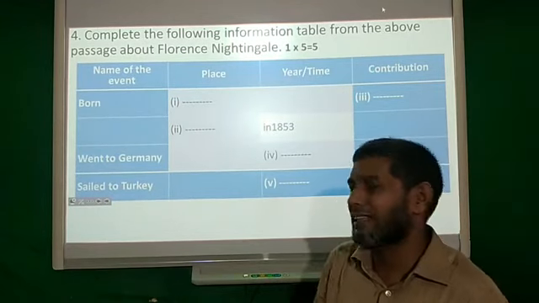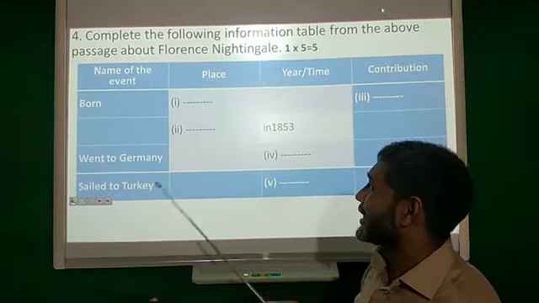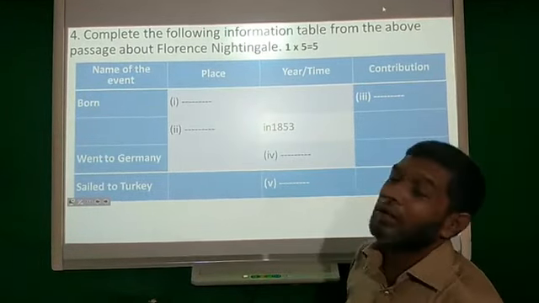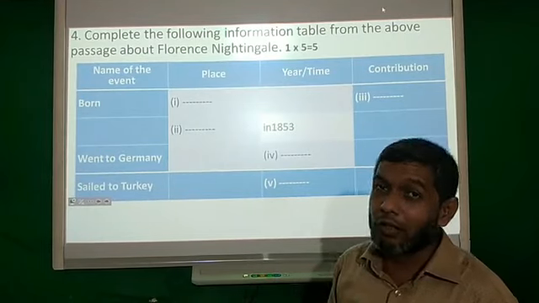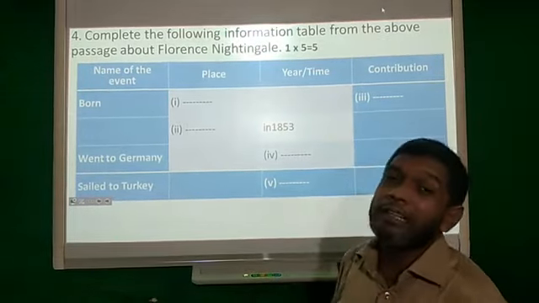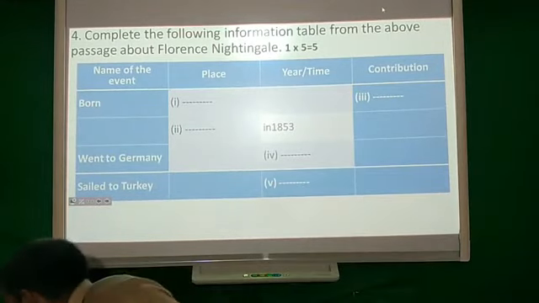Sometimes many students ask me, "Sir, how will you write down the answer? Do we have to draw this table in the answer script or not?" Obviously, you have no need to draw any box in your examination answer scripts.